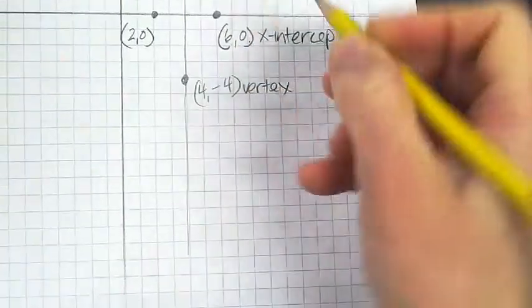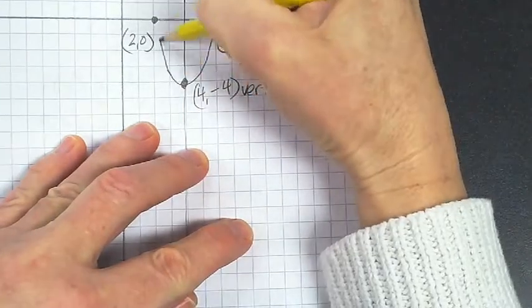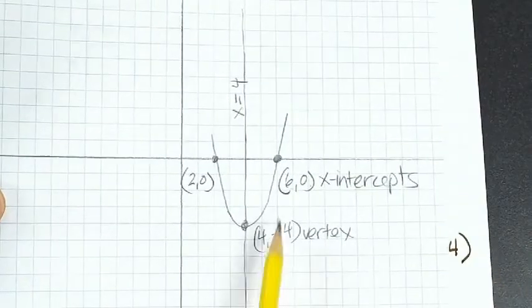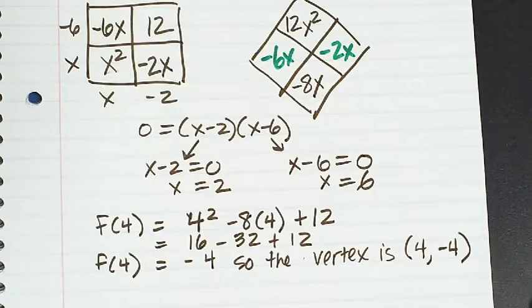Now on this question, don't forget it did ask us to find the y-intercept, which is not hard. We can do that. We've got our x-intercepts. We've got our vertex. The y-intercept is just where it crosses the y-axis.